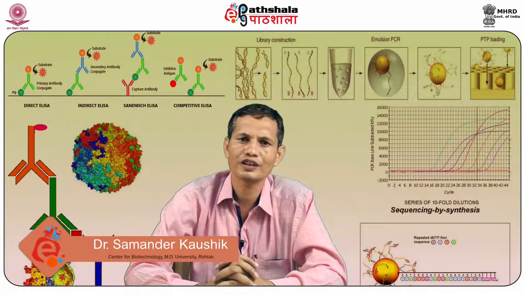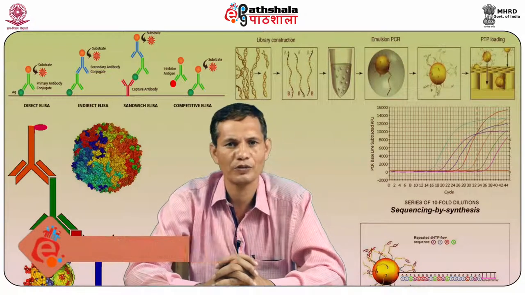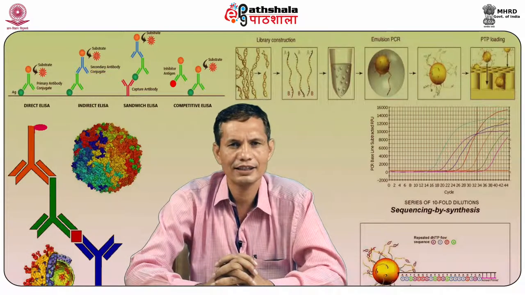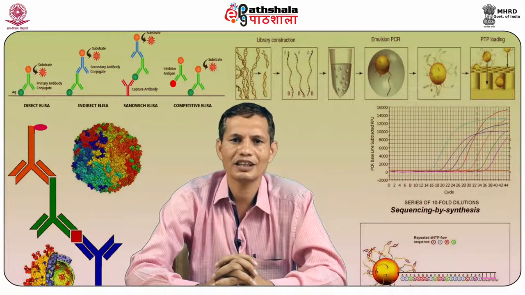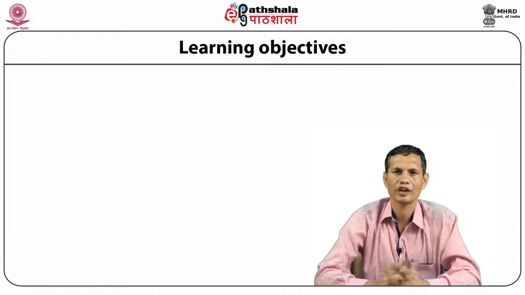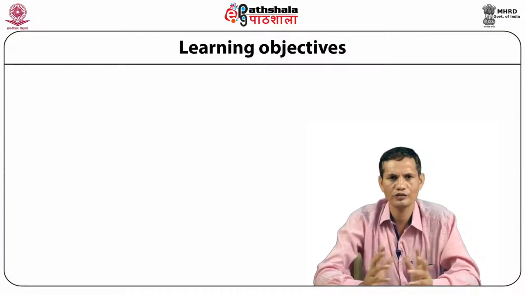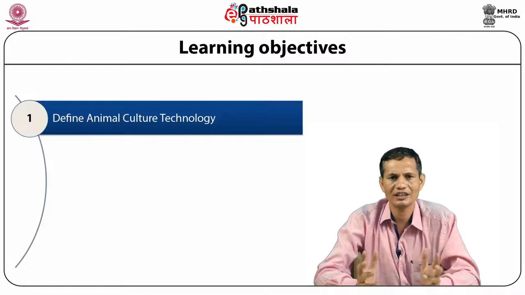Today we are going to discuss a module. The name of the module is Instrumentation and Analytical Technique in Animal Cell Cultures, under the paper Animal Cell Culture Biotechnology. Today we are going to discuss the three objectives of this module. What is animal cell culture technology?